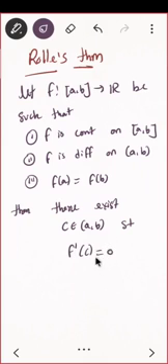Read the statement carefully and try to see what the proof wants to say. What do I want to say here? The derivative at c is 0, if f(a) and f(b) are the same.